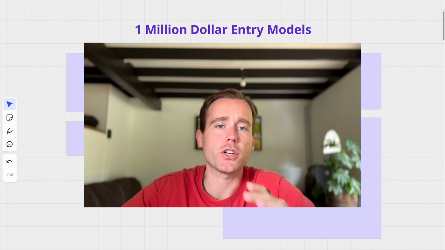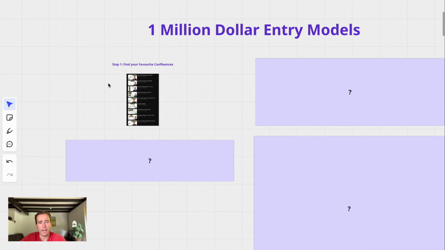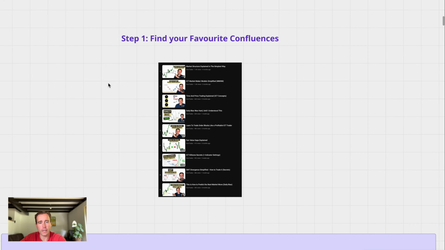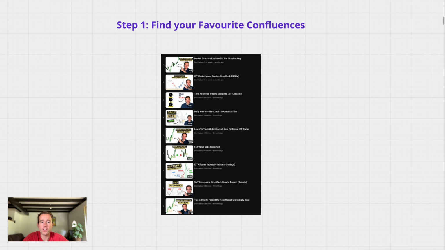The framework I'm about to share with you has 4 simple steps. And the first step is finding your favorite confluences. And confluences is just a fancy term for your favorite ICT concepts. It can be fair value gap, order block breaker, market structure shift, all that stuff. And what nobody tells you is you don't need 20 different PD arrays on your chart. You don't need the reapers, the inverse blocks, all that stuff on your chart to make money. Just pick a handful, master them, and combine them into one single entry model.